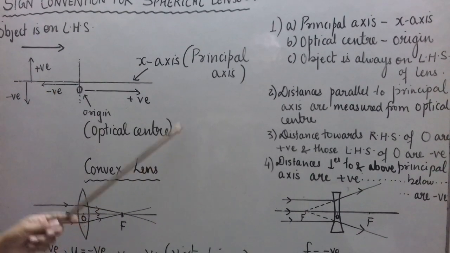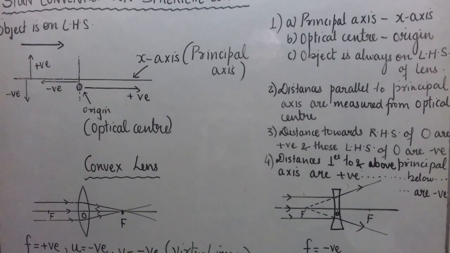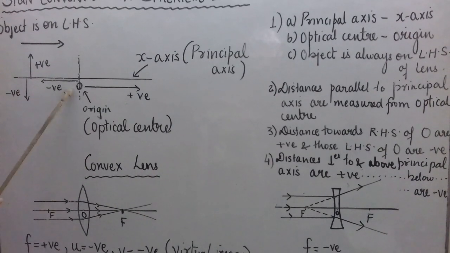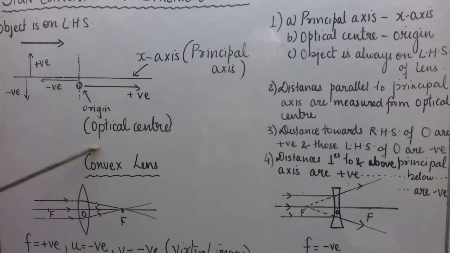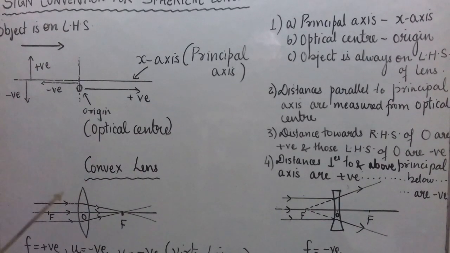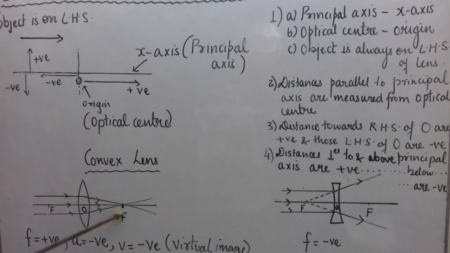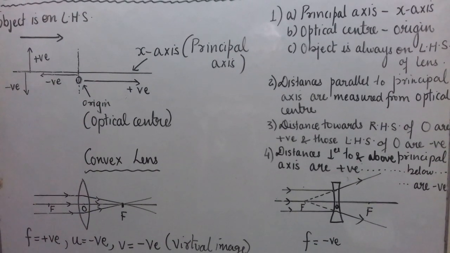So this is exactly the same as for spherical mirrors. Only the difference is use the word lenses instead of mirrors and use the word optical center for origin instead of pole. Now let us apply this convention to convex lens here. Now this is a convex lens, principal axis, optical center, and the 2 foci I have shown here. Now let us use the convention and place the object on left hand side only.